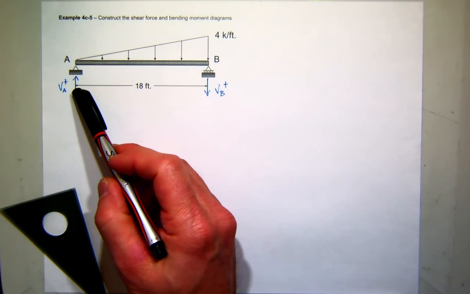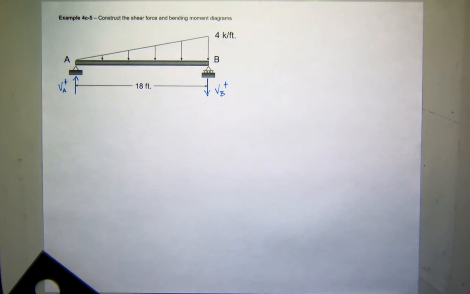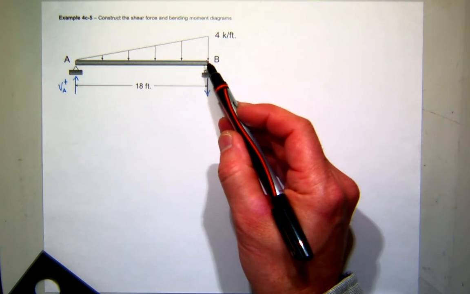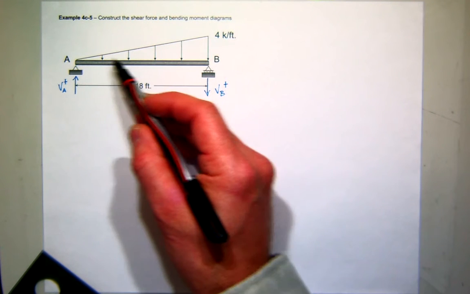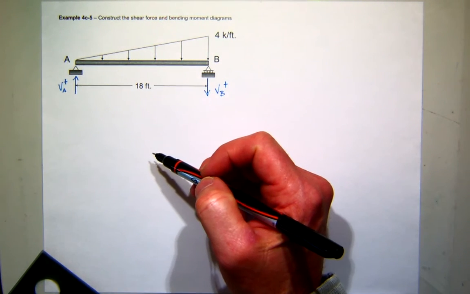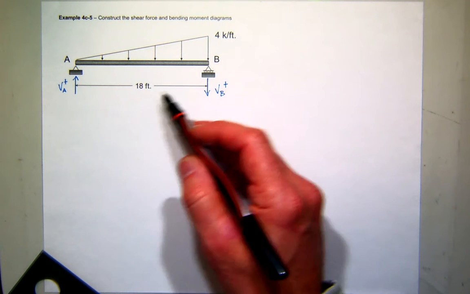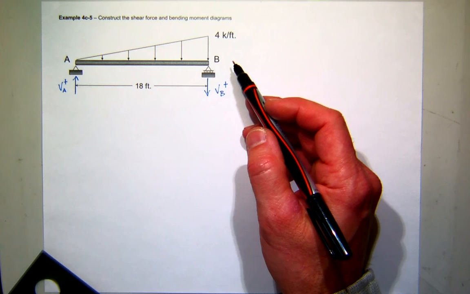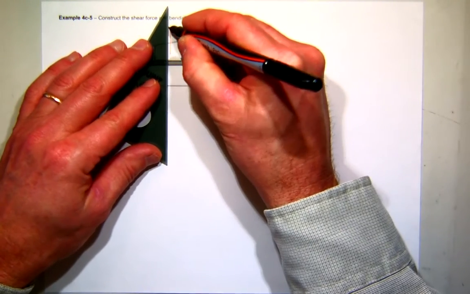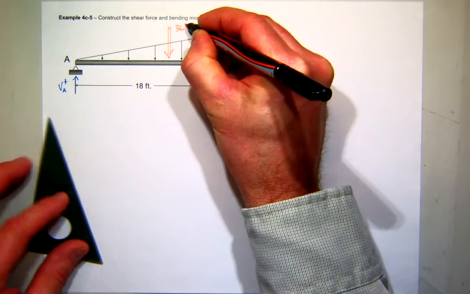So I'm going to sum moments at either A or B to find those reactions. To do that, it's going to be easier to handle the concentrated force that's equivalent to this distribution. So what's the area under this triangular curve? It's 1/2 base times height, right? So that's going to be 1/2 times 18 times 4. What is that, 36? So we're going to have an equivalent force of 36 kips.